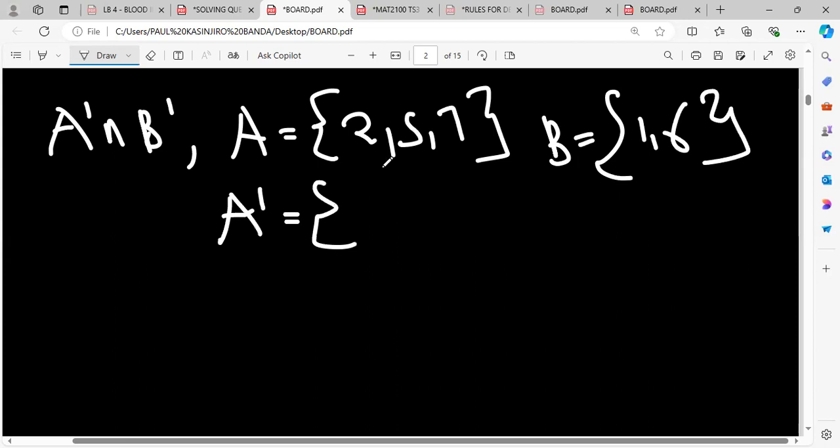So whatever numbers I cannot see here, I'm going to put them in the A complement. So meaning 1, the 3, the 4, the 6. These elements are going to be in my A complement.